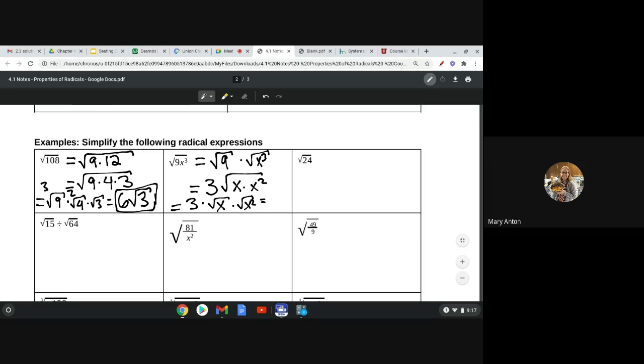Is your second x? It's 3 times square root of x times the square root of x squared. And now, what is the square root of x squared? Probably x. Just x. So this is really 3 times x times the square root of x. And that's how we can simplify the square root of 9 times x cubed.